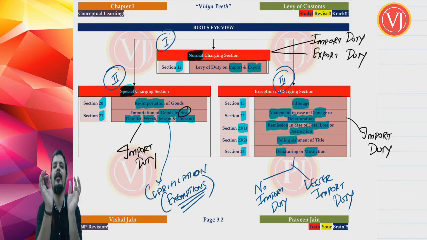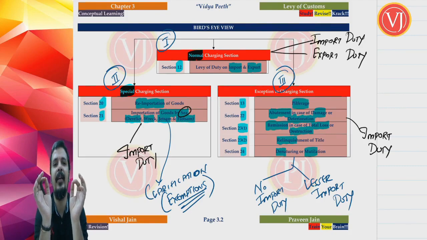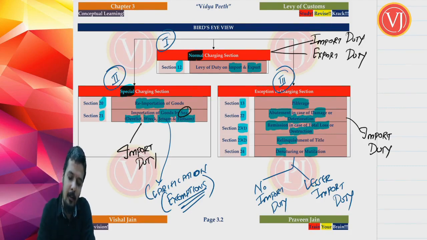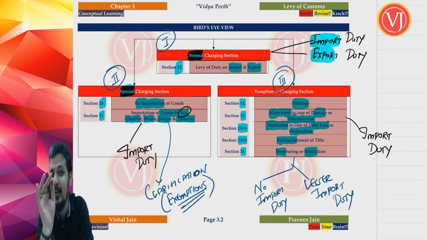So friends, you have to understand all the three subtopics have got different objectives. Normal charging section, section 12, talks both about your import as well as export, import duty as well as export duty. Export duty is very rare, but friends, it is there in certain cases.